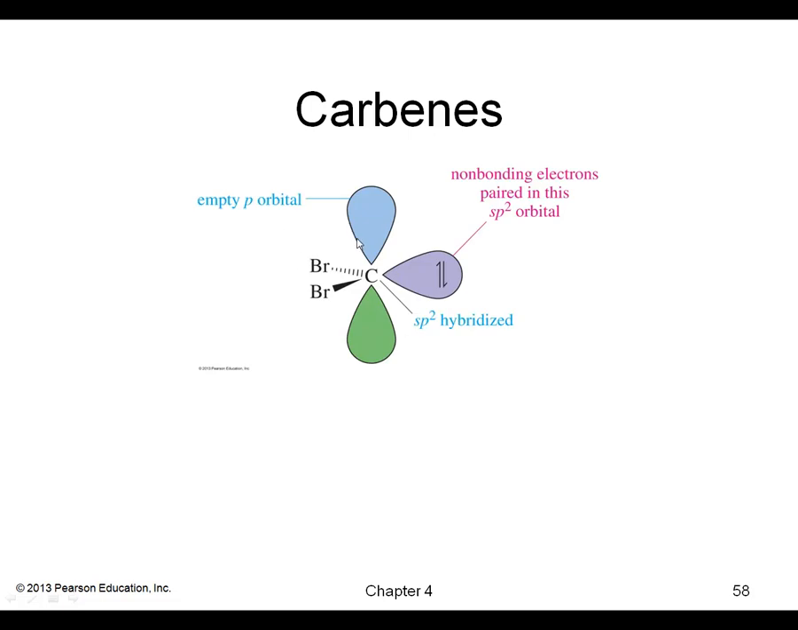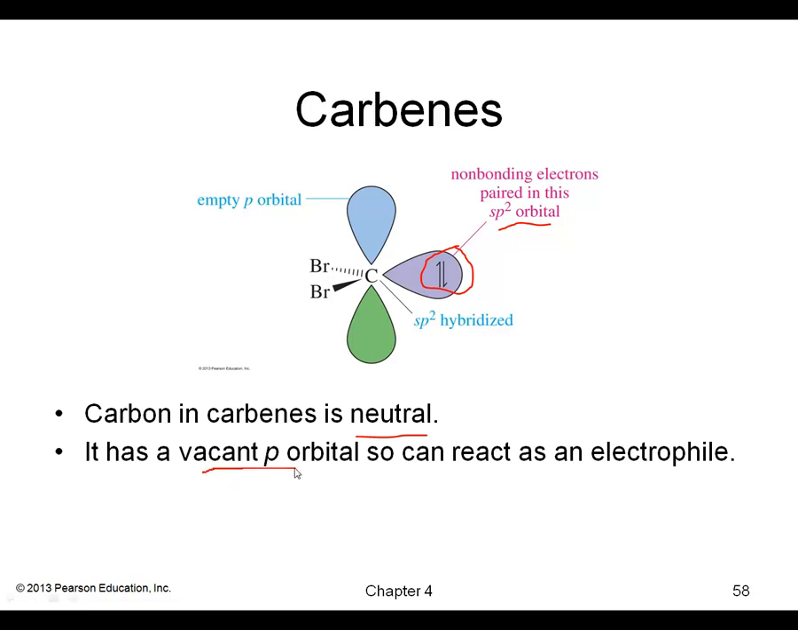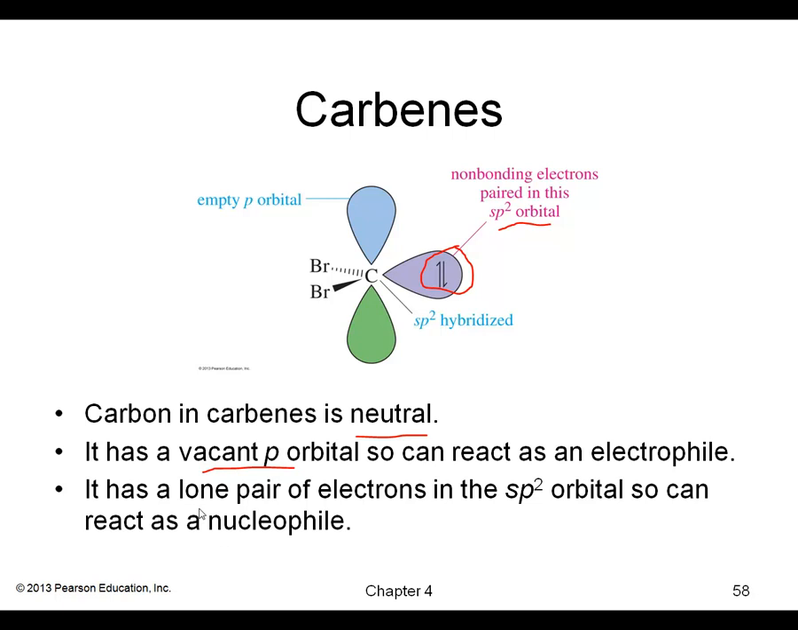Carbenes, what we have is an interesting structure. We have an empty p orbital on carbon, as well as a lone pair in an sp2 orbital. So carbenes are neutral. It has an empty p orbital, and so it can act as an electrophile. And it has a lone pair right here, so it can also act as a nucleophile. So very interesting properties with carbenes.